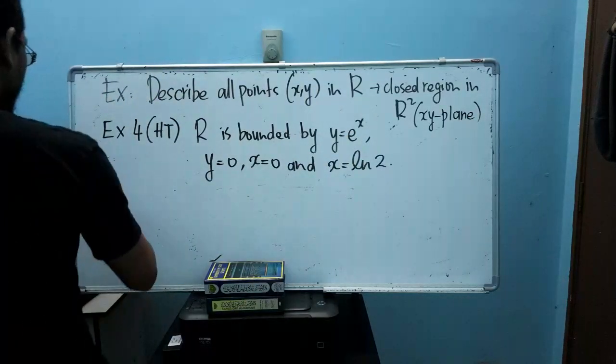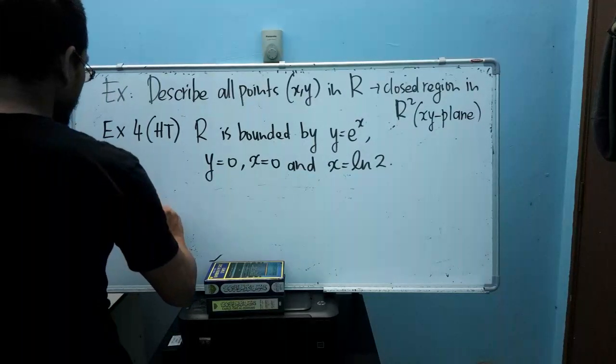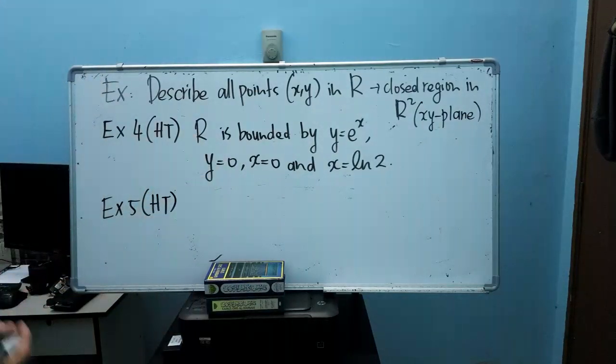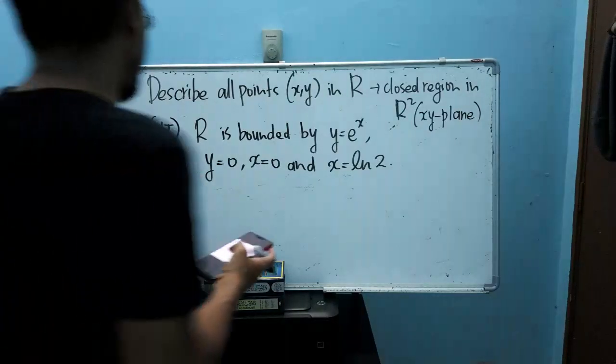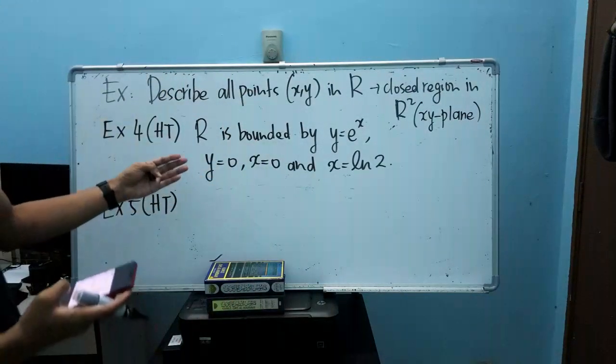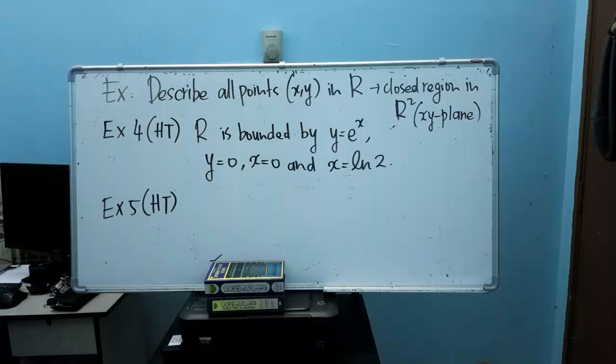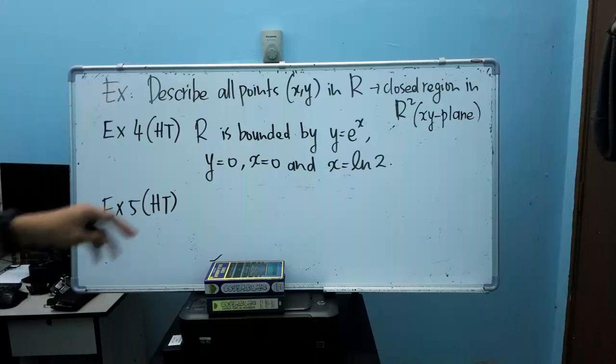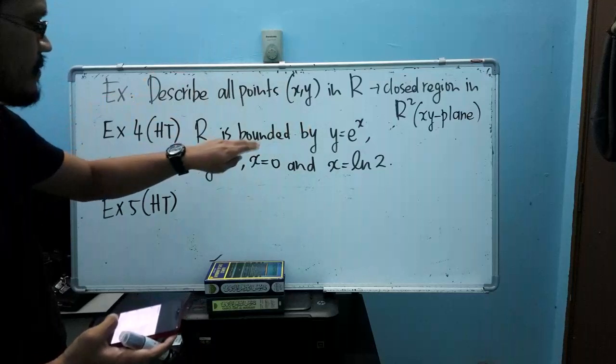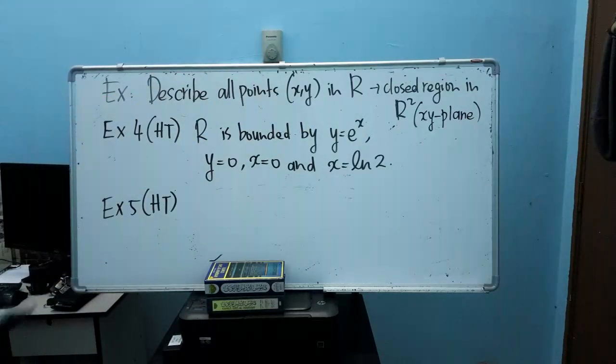And then example number 5. This one is your home task. I suggest you do this home task so hopefully you can understand more clearly how we can describe all points in R here, because this is very important. You need to understand this first. Later, if you understand very well how to describe all points in R, it's not much of a problem to deal with double integration. We will use this discussion. So in this 1 week, please make sure that you understand how to describe all points in R by checking the condition for x and y.